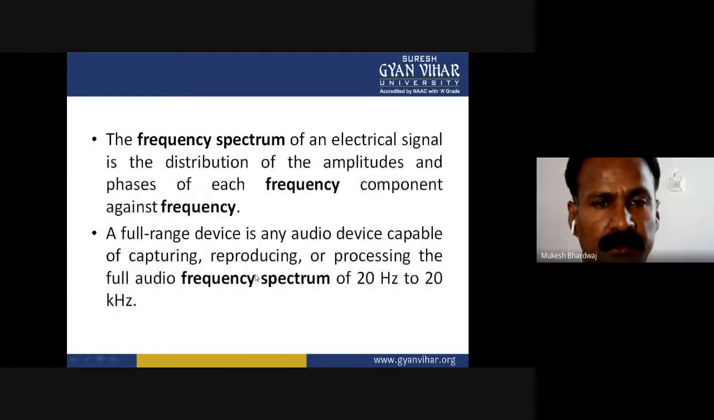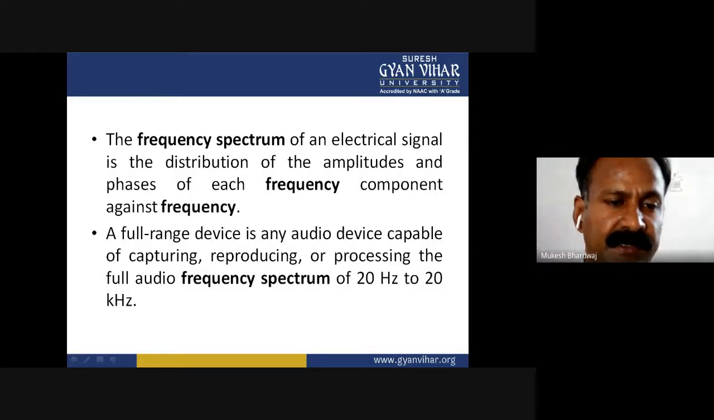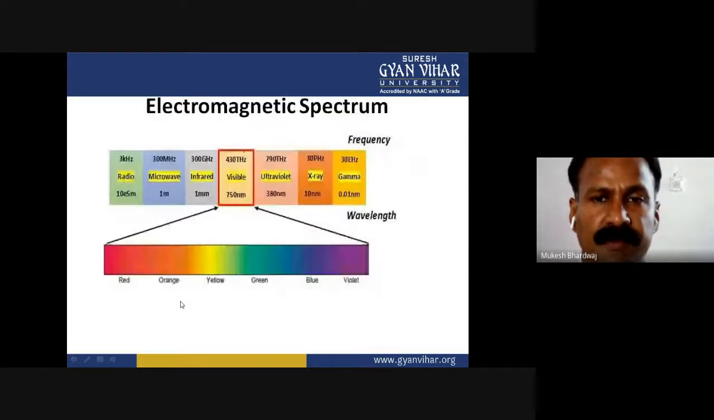The frequency spectrum of an electrical signal is the distribution of amplitudes and phases of each frequency component against frequency. A full range device is any audio device capable of capturing, reproducing, or processing the full audio frequency spectrum of 20 Hz to 20 kilohertz. This is the electromagnetic spectrum.